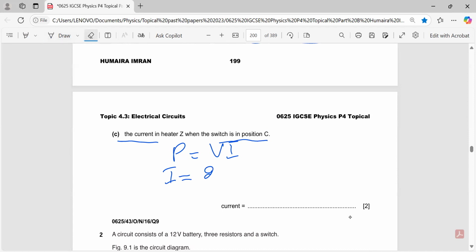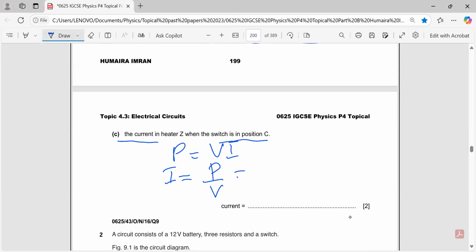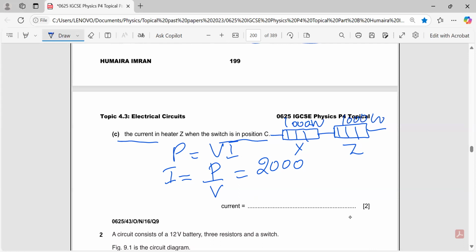Initially, we should rearrange the formula. It will be P over V. Power will be 2000 because there are two heaters in that branch, which are in series with each other. This is heater Y and this is heater Z. And to calculate the current, we need the total power of both of them. So you know that 1000 watt is for Y and 1000 watt is for Z. So we should add them up to get the total power.